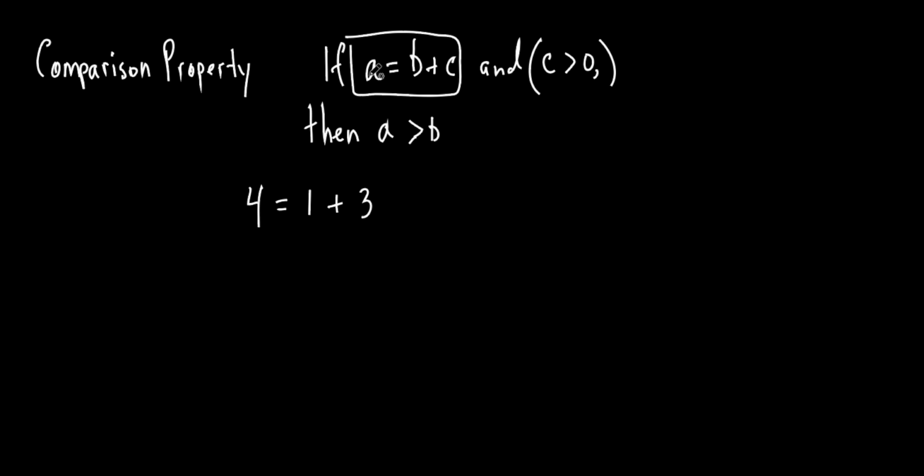What does this say? It says if A equals B plus C. Does this equal this plus this? Yeah, it does. Then what must be true? A, which is 4, must be greater than B, which is 1. Would you agree that 4 is bigger than 1? Yeah, absolutely. Because if 1 plus 3 equals 4, if these two things add up to something, then that something has got to be bigger than the two things that add up to it. Make sense?